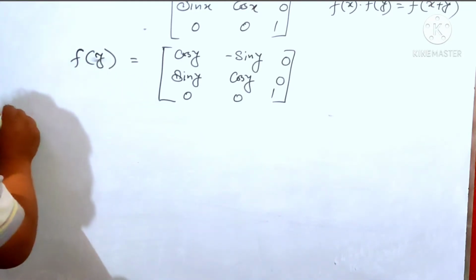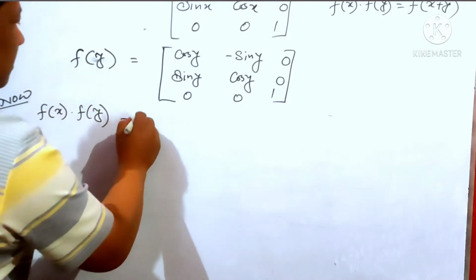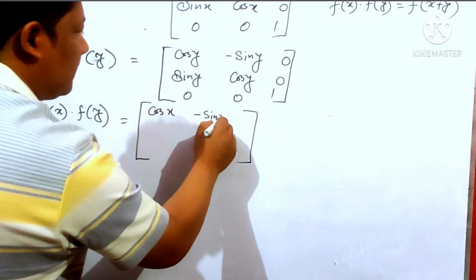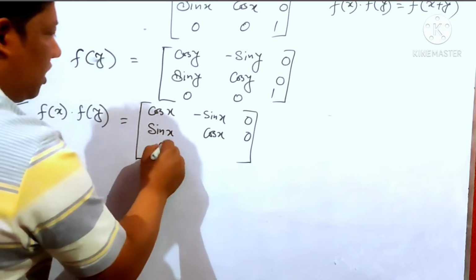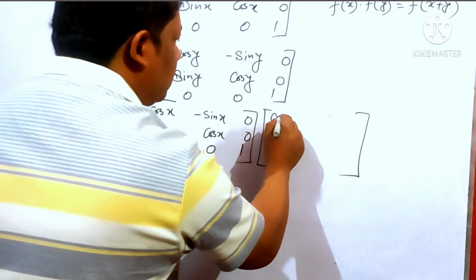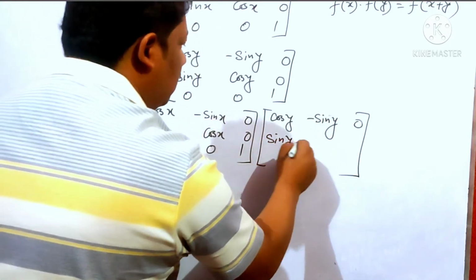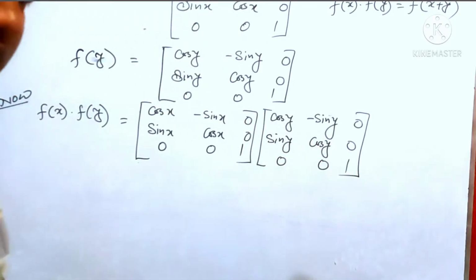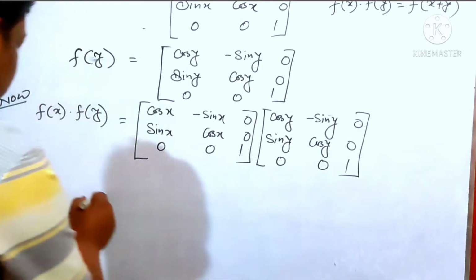Now just multiply f of x into f of y. So I get f of x as the matrix cos x, minus sin x, 0; sin x, cos x, 0; 0, 0, 1. Again, cos y, minus sin y, 0; sin y, cos y, 0; 0, 0, 1. So I think you get f of x into f of y. Now you just multiply all these terms, then what do you get?